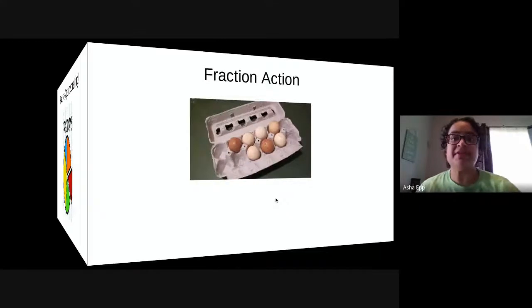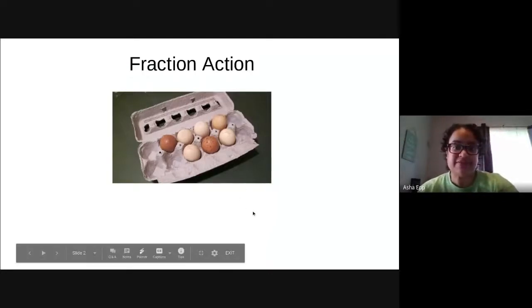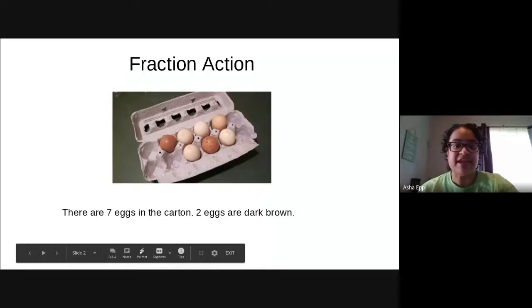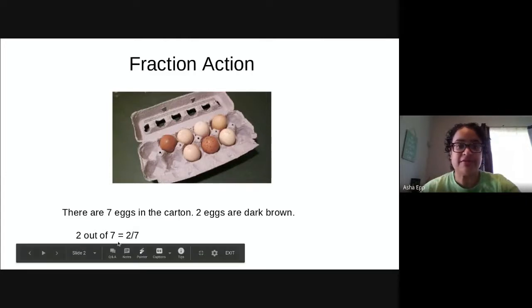But not all fractions are slices of things. Sometimes fractions are groups of things that look different. So here we have some eggs, and there are 7 eggs in the carton, but 2 eggs are dark brown. So you can see those 2, one has like little speckled dots. So we have 7 eggs, 2 eggs are brown. So there are 2 out of 7 that are brown. See how there's 7? 1, 2, 3, 4, 5, 6, 7. There are 2 that are brown, so 2 out of 7, or 2/7.